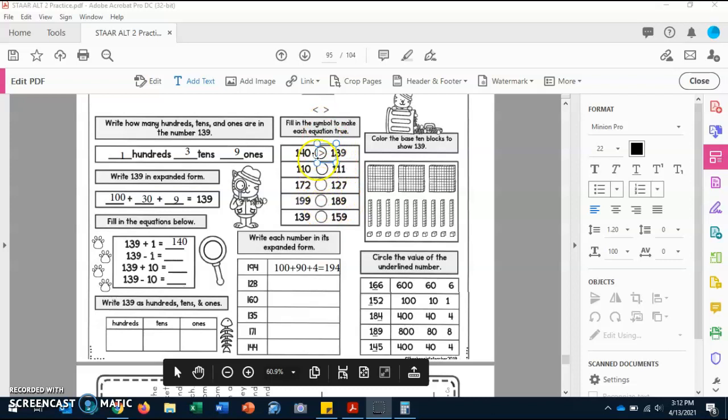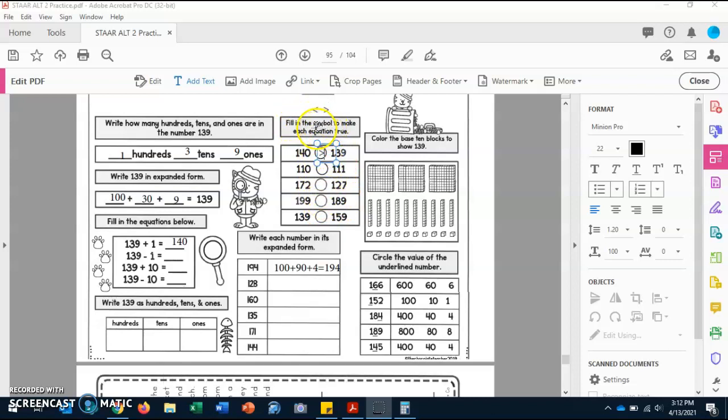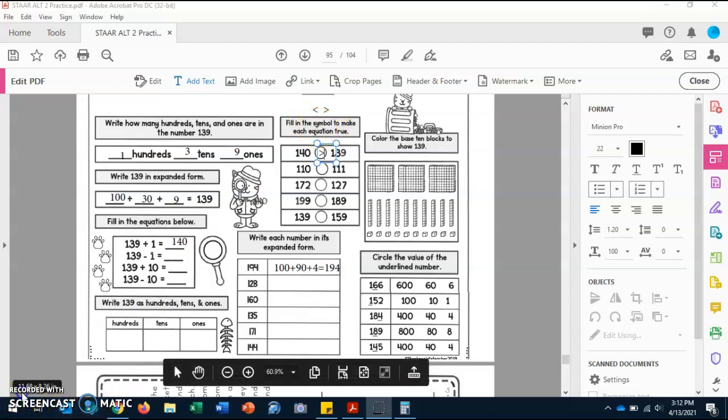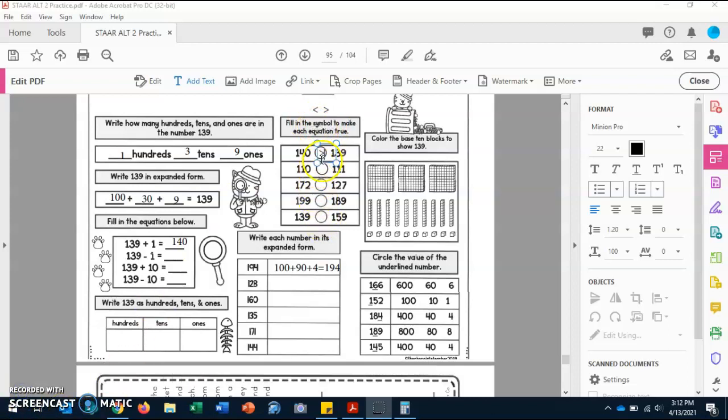As per here, you're going to continue what we did. You fill in the symbol, the equation. You're just going to tell me which one is greater or which one is least. And always remember that the alligator eats the bigger number. So the open mouth should always be facing the big number.